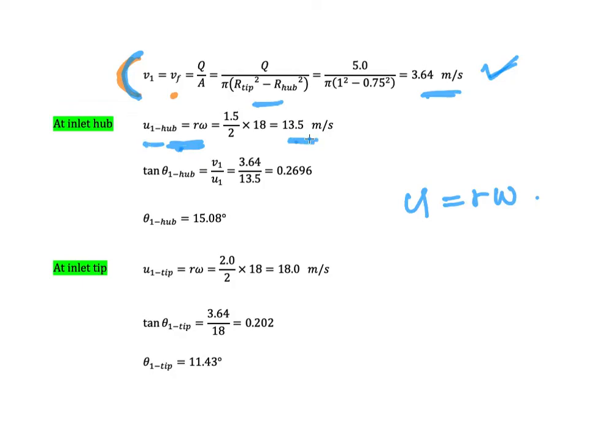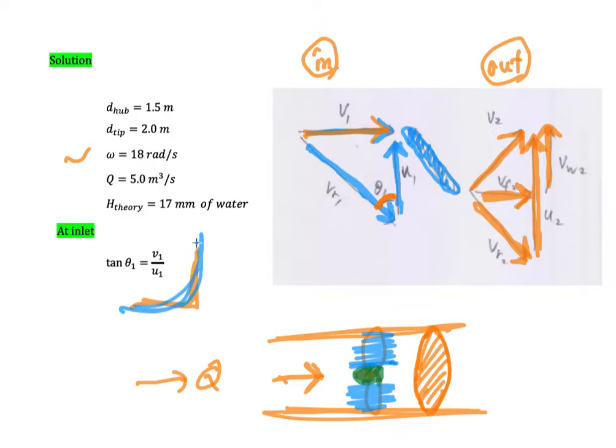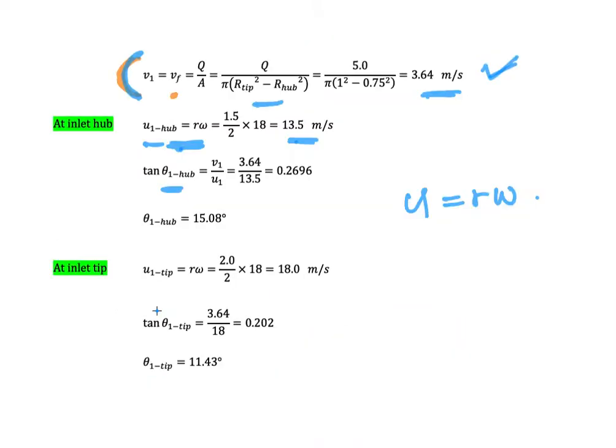So and then we could calculate the tangent at the hub here, okay, by using this previous equation, and we could calculate that the tangent here is 0.2696, and then it is equal to 15.08 degree.